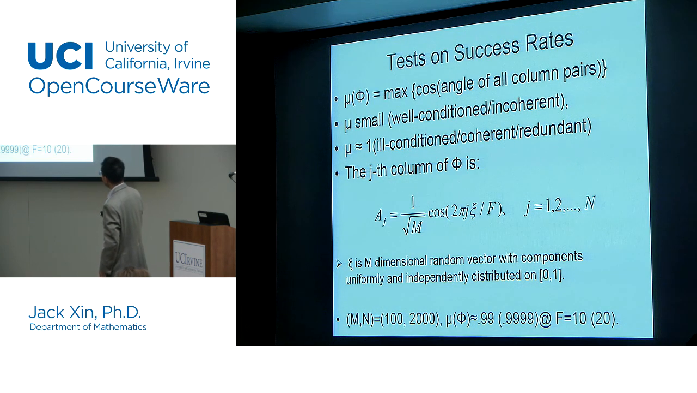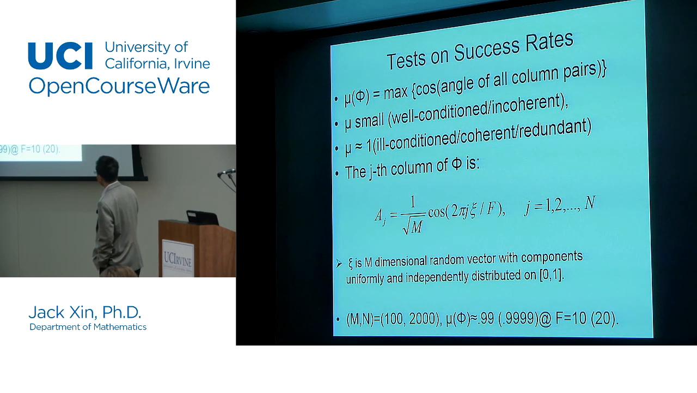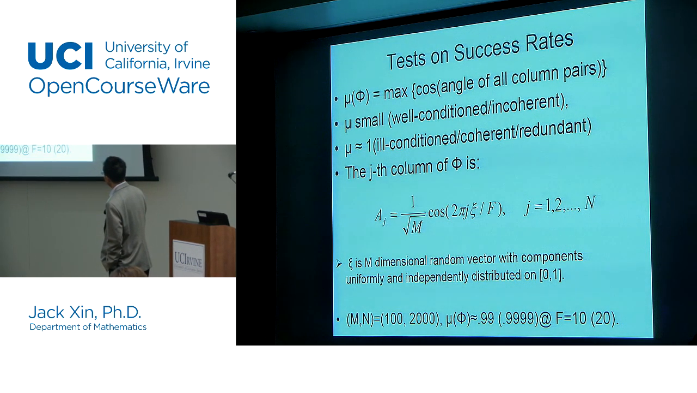So there are two regimes. One is when mu is small, that's called the incoherent or well-conditioned case. In this case, the columns point in different directions. The other one is ill-conditioned and coherent, and that's when mu is close to 1. That's when all the columns start to align. So here's a specific matrix, cosine of 2 pi. At the j-th column, we define it as cosine of 2 pi c, where c is a vector with random components uniformly and independently sampled on the interval 0 to 1. And then we're going to divide it by a factor f.